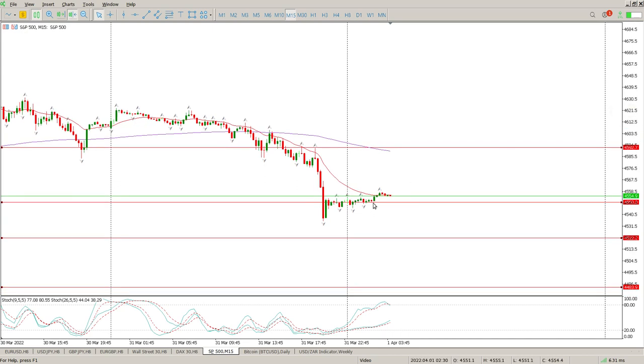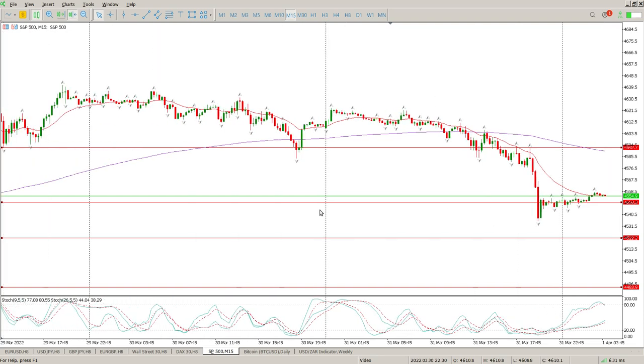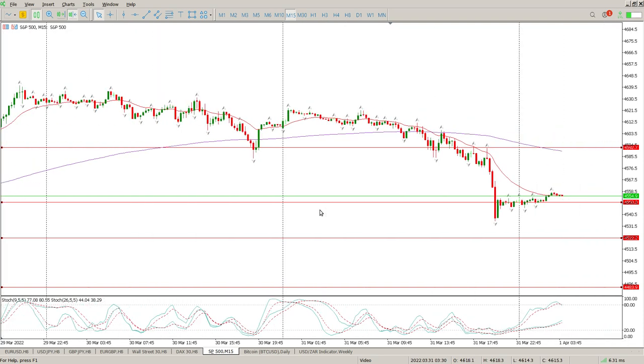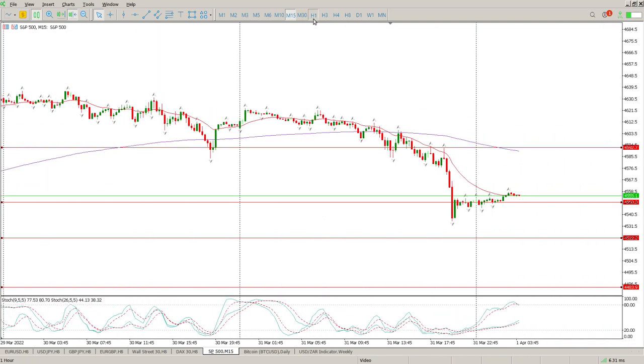So depending on what non-farm payrolls does, more than likely a big move down to 4,500, and at that point I'm a buyer, to be honest. The higher time frames are all indicating we need to be paying attention to the move. So let's get to the hour.